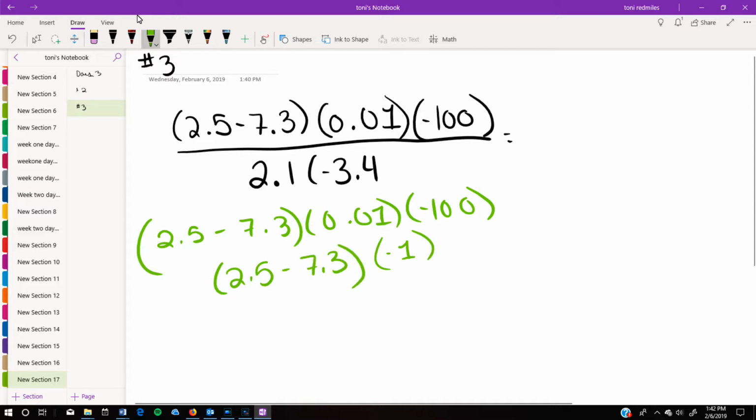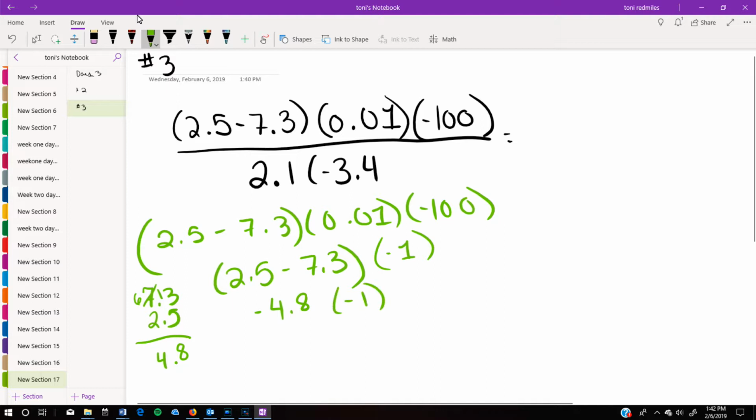Alright, so now I got to subtract these two numbers. The signs are different, so I know I'm subtracting. 7.3 is bigger than 2.5, so it's going to be a negative answer. Alright, so it's going to be 4.8, sorry, and that is going to be negative.